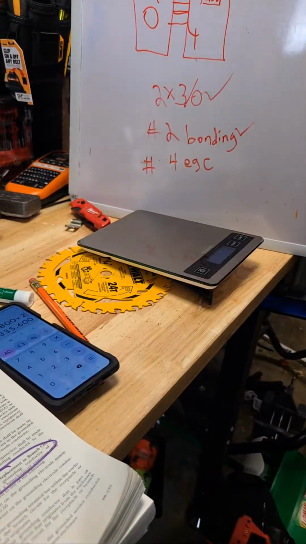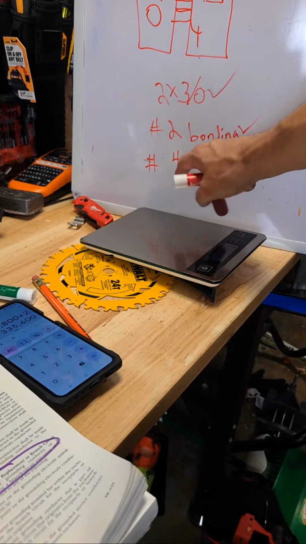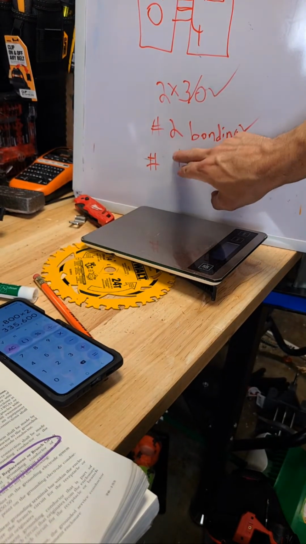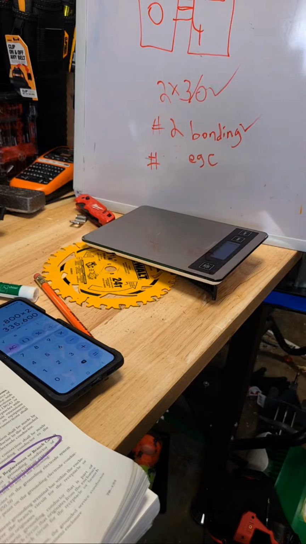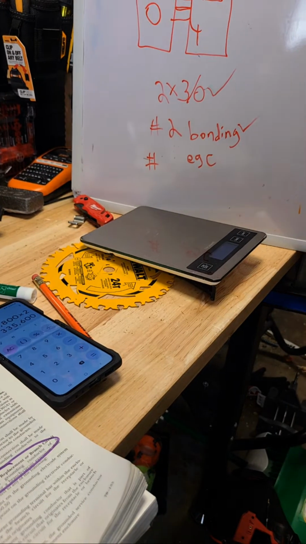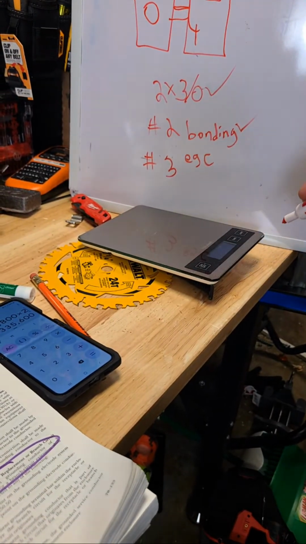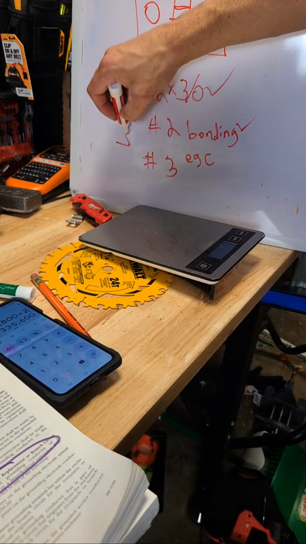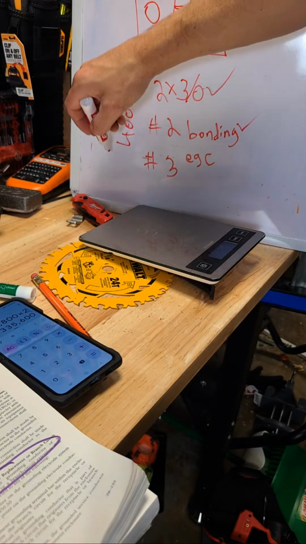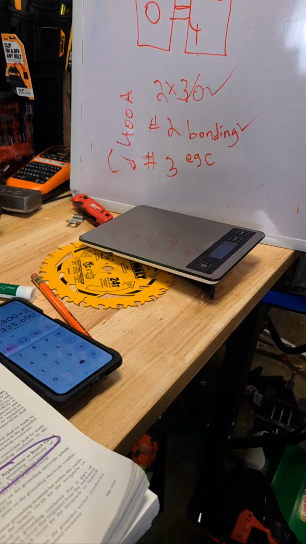So you can see here where that was a costly mistake. They had to pull this wire out. It's 400 foot long. So this has to be a number 3 for 400 amps.